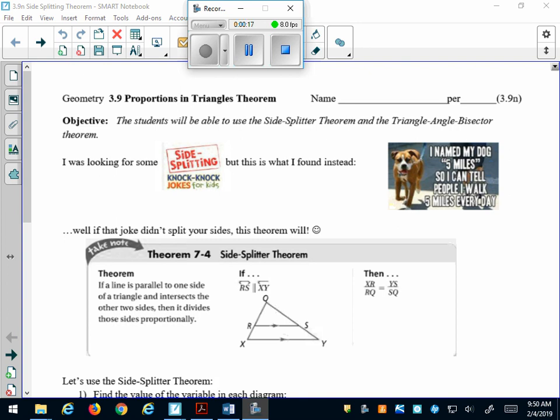Now, you may not have heard of the saying, when somebody tells a funny joke, they say, "Oh, that split my sides. It was so funny. Like I was laughing so hard." I know nobody's heard of that saying, but whenever I hear about side-splitting theorem, I always think it's kind of a funny name because of the side-splitting. Well, anyway, I put a joke on the top of these notes because it reminded me of side-splitting jokes. I named my dog 5 Miles, so I can tell everyone I walk 5 miles every day. I get it, right? I think it's a good idea, actually.